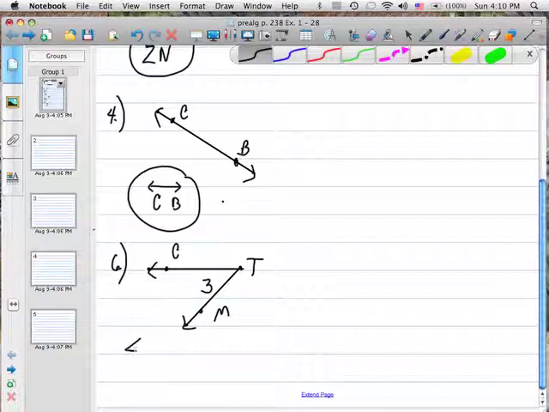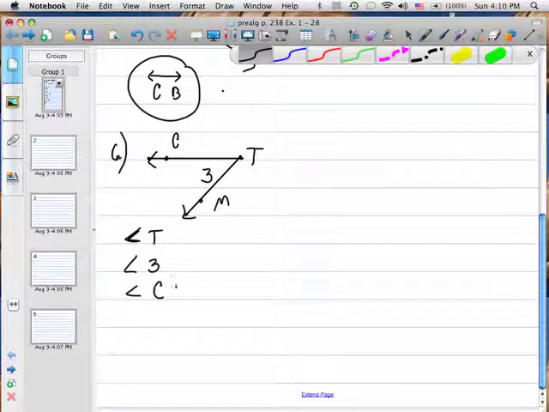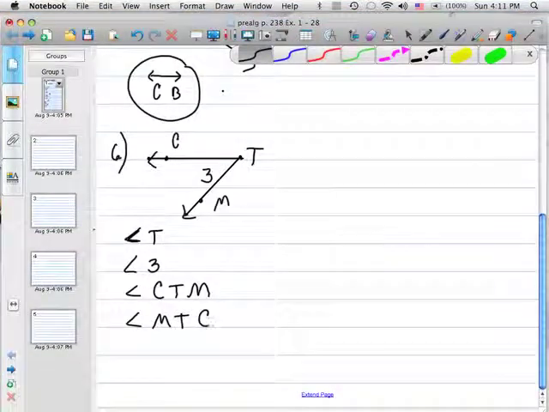The symbol for angle is the little cute angle here. We can call it angle T, the vertex. We can call it angle 3. We can call it by the 3 points, C, T, M, making sure the vertex is in the middle, or angle MTC.